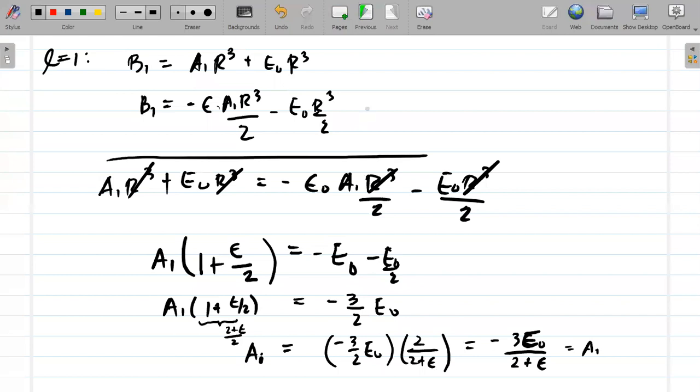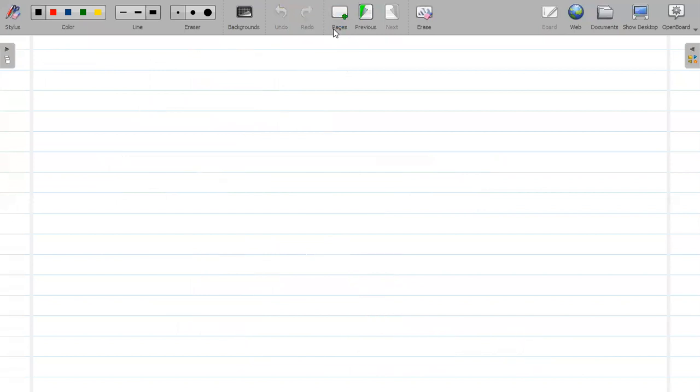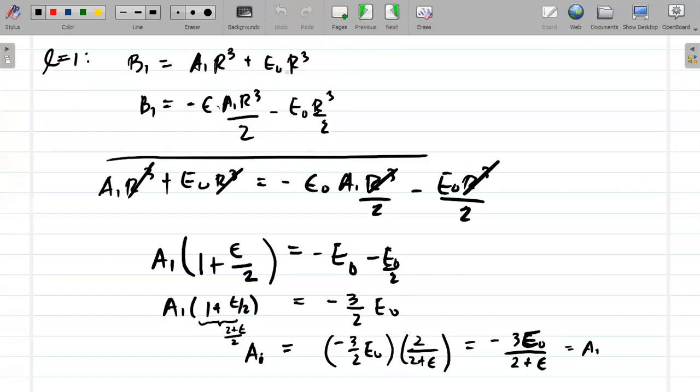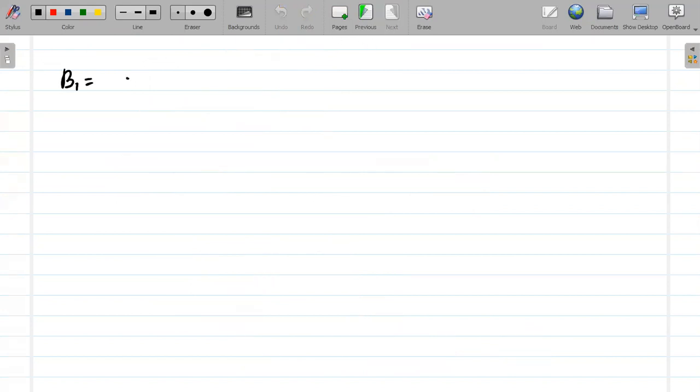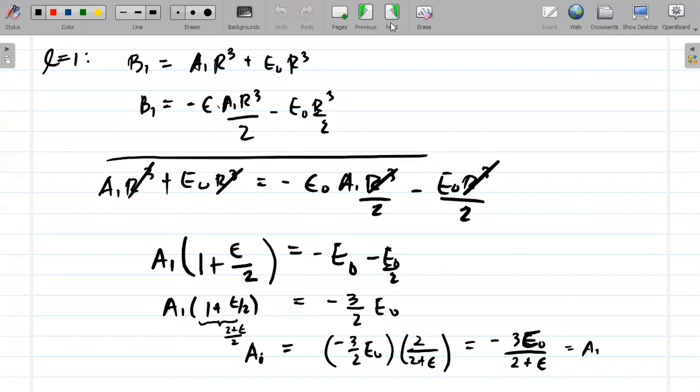So, saan equal ang B1? Any of these two pwede nating gamitin. So, next page tayo. B1. Ito na lang. A1 R cube. So, negative 3 E naught over 2 plus epsilon R cube plus E naught R cube.